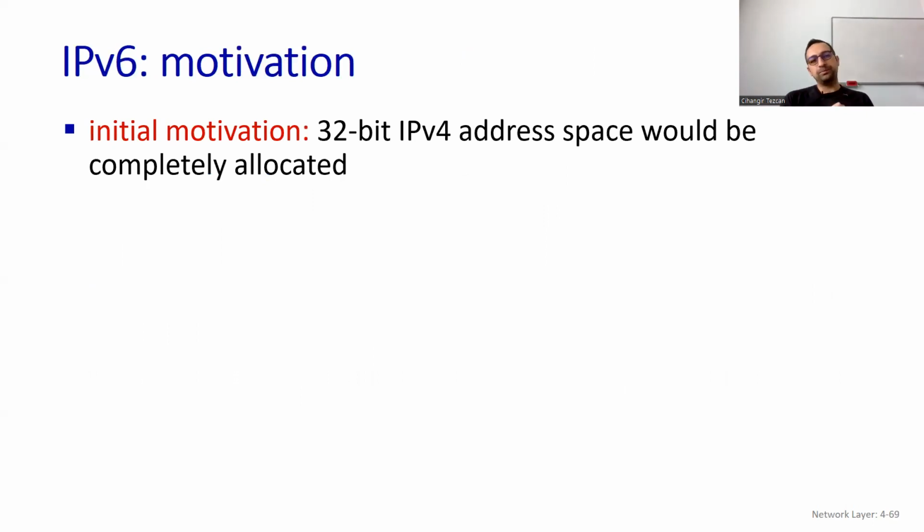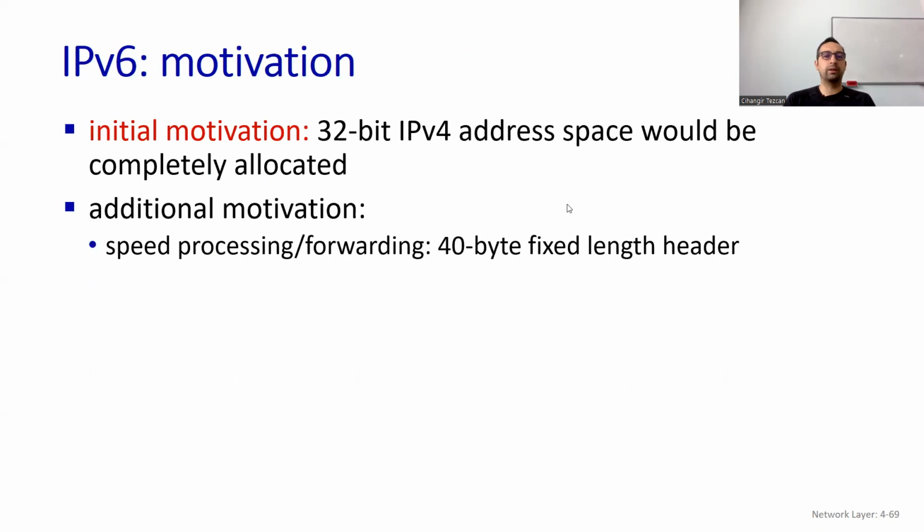IPv6 motivation. The initial motivation was to get rid of this 32-bit address space and increase it, because at some point people thought that it would be allocated completely. Some people thought that it would happen around 2008. Some people thought that it would happen around 2016. But in reality, it happened in 2011.